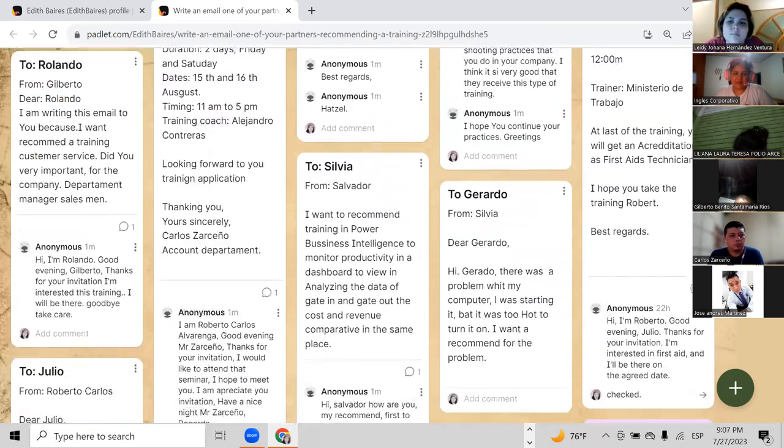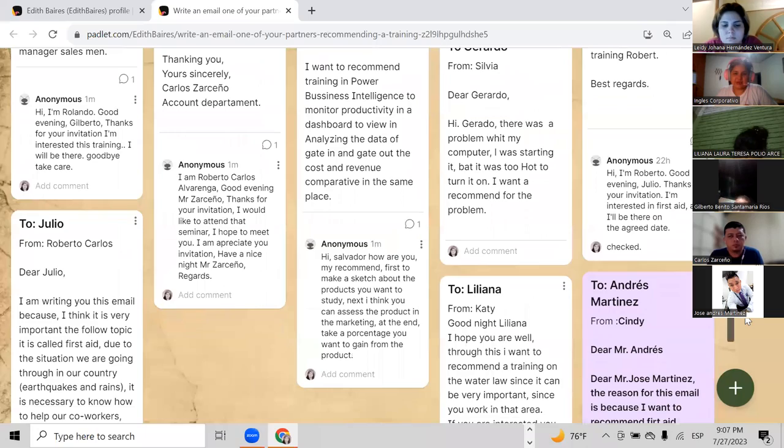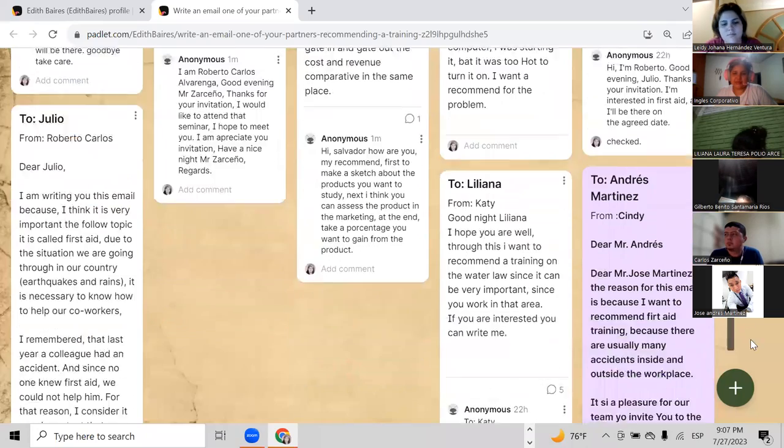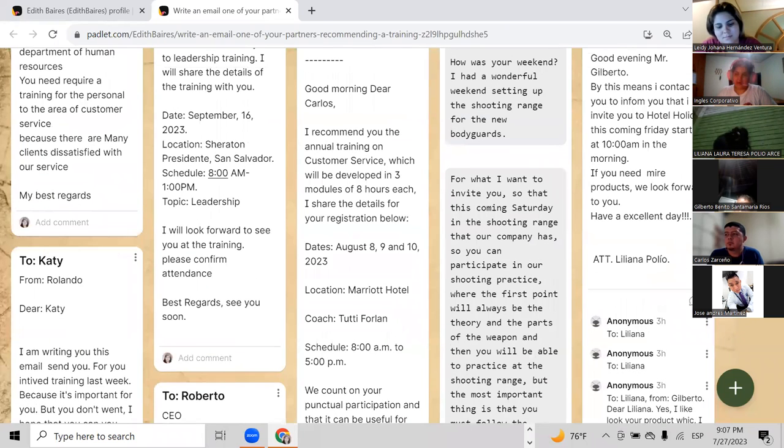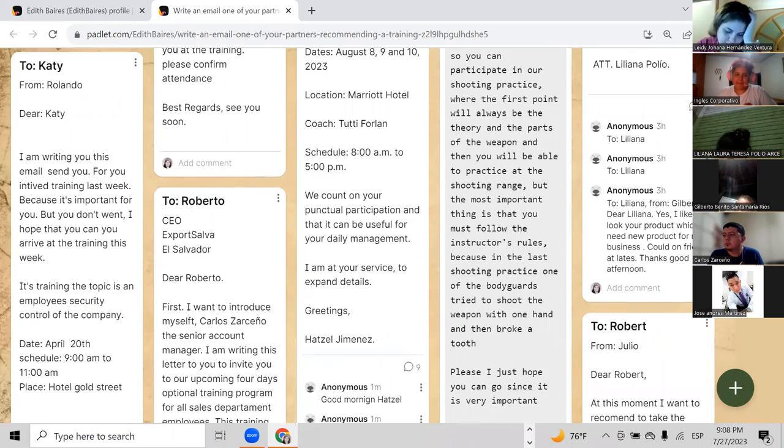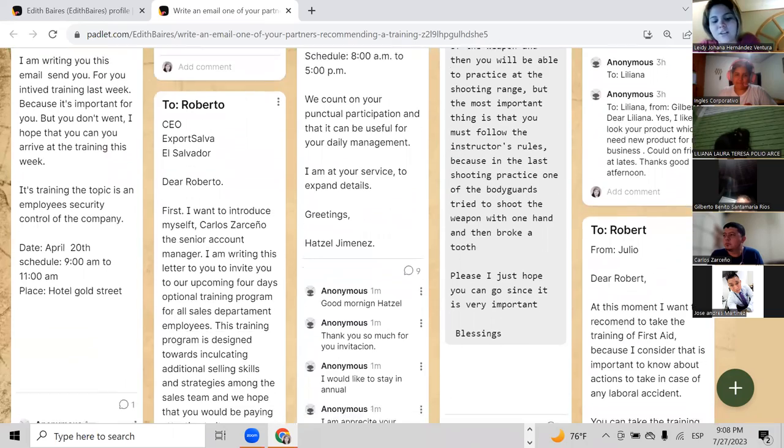Okay, in that case, work based on your email, the one that you sent. Carla está de oyente. Silvia, Estela, are you there, Silvia? Yes. Quería ver si estaban bien las preguntas que había hecho.